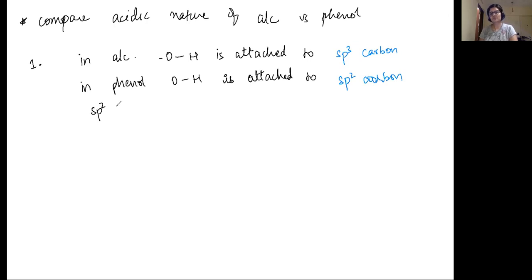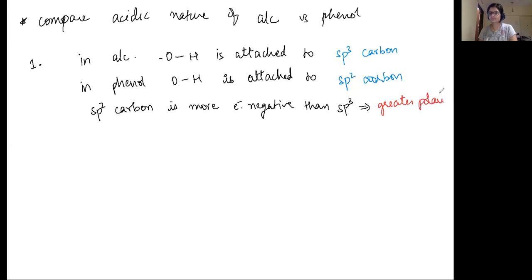So sp2 hybridized carbon is more electronegative than sp3 hybridized carbon, which is one way of looking at what contributes to greater polarity of the OH bond in phenol.